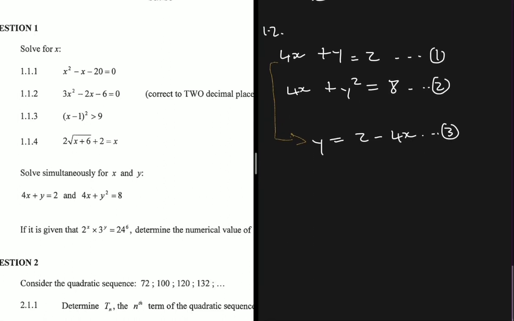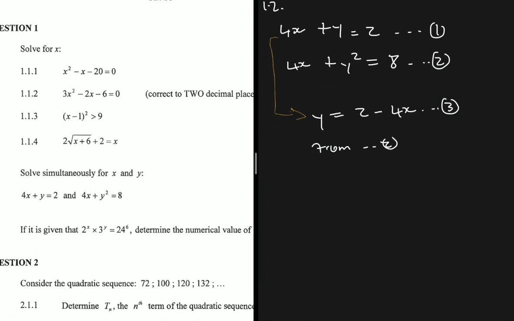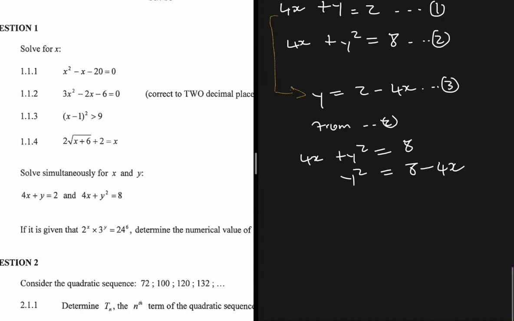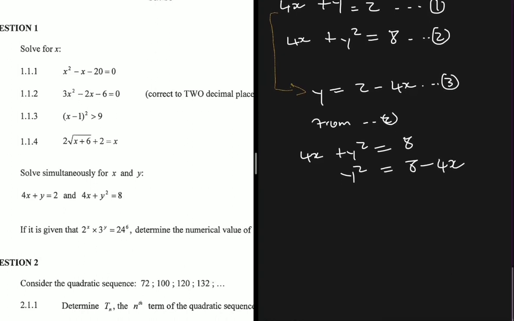And then equation 2, yeah. So from equation 2, I can then make y the subject of the formula there too. So that will give me 4x plus y squared equals 8. So y squared equals 8 minus 4x, right? But then we know what y is in terms of x.